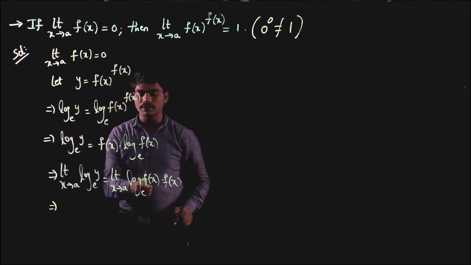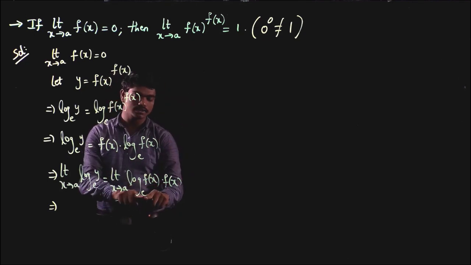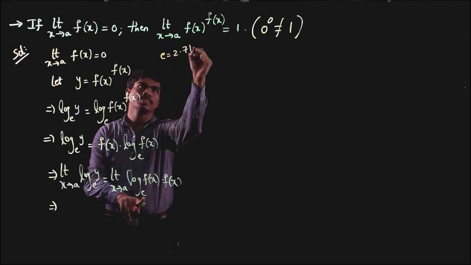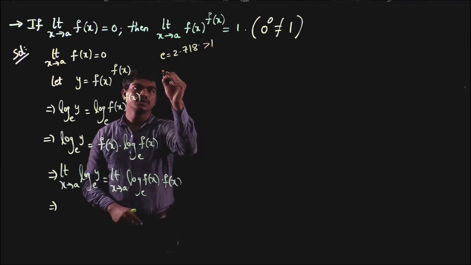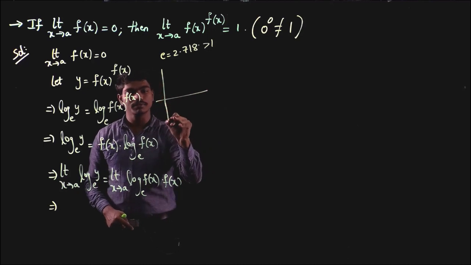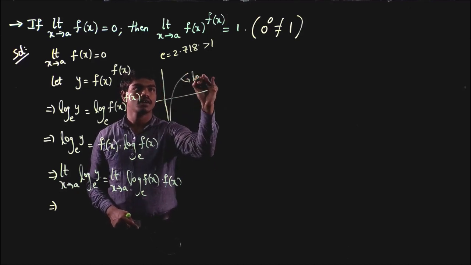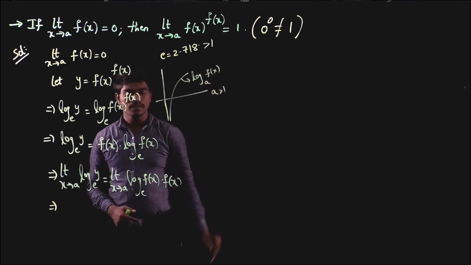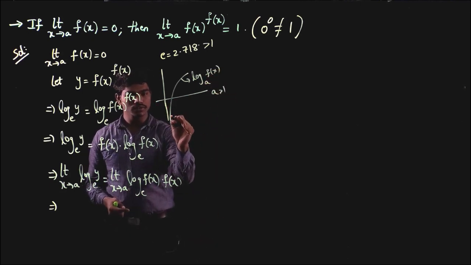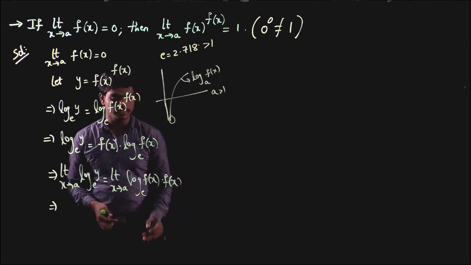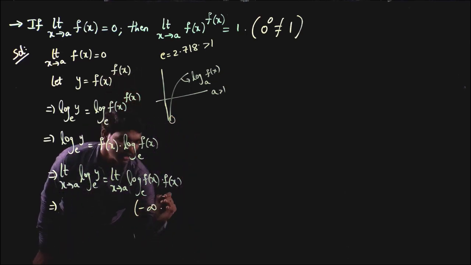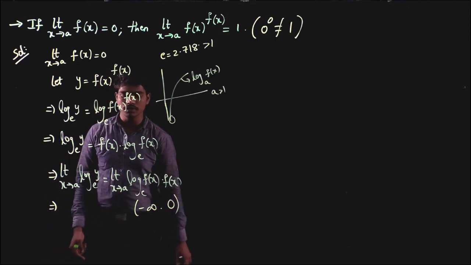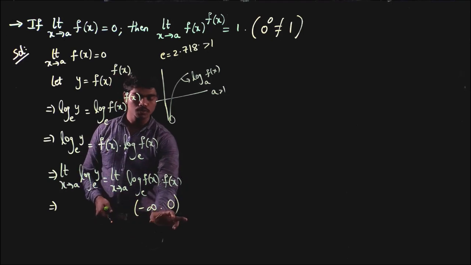Now see here, whenever this f of x is getting to 0 and this base is e, which is basically more than 1, you know the value of e is 2.718, which is more than 1. So log f graph looks something like this. Log f of x to the base a when a is greater than 1. Correct? So this value when x is tending to 0, of course on positive side, is minus infinity. So this value turns out to be minus infinity and this value turns out to be 0. So this is of the form infinity into 0. So we don't have any standard analysis to continue here.